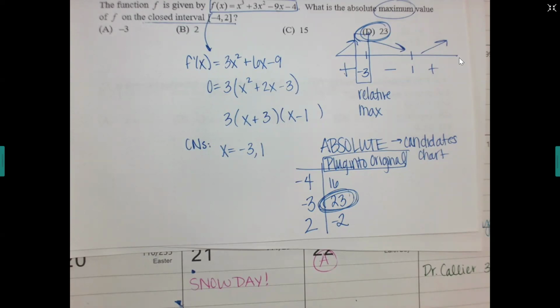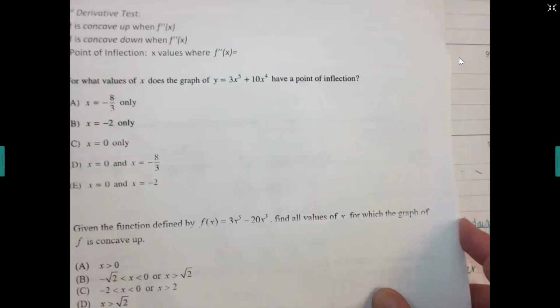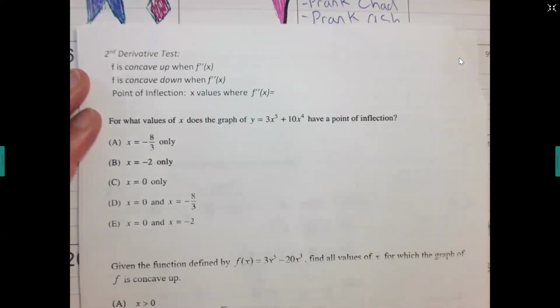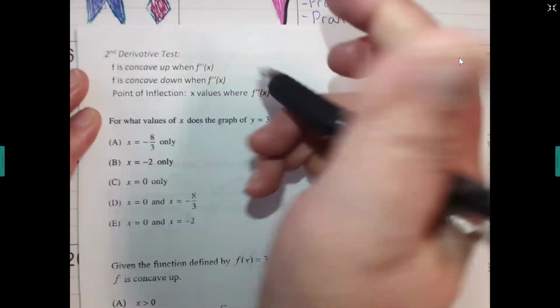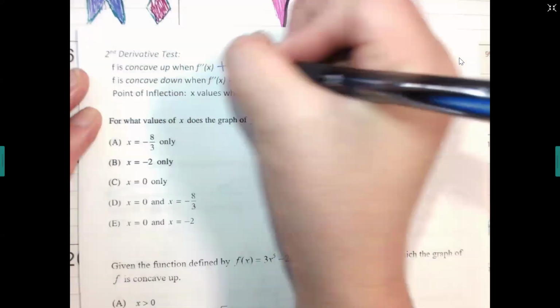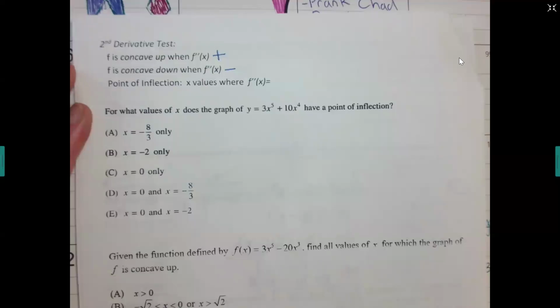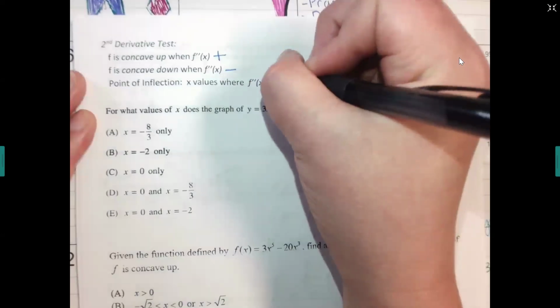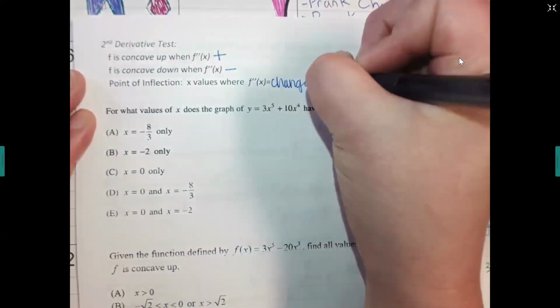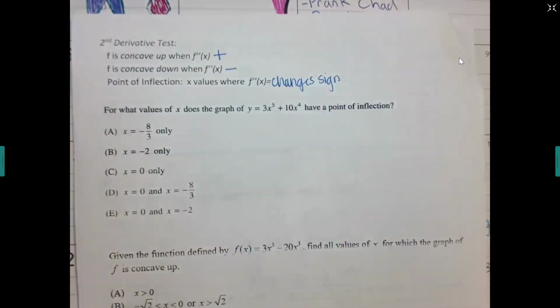So the first derivative test is mins and maxes, increasing, decreasing. Does anybody remember what the second derivative test does? The concavity or the curve, very good. So up here at the top, for the second derivative, f is concave up when f double prime is positive, and concave down when f double prime is negative. Remember, your points of inflection are where f double prime changes sign. For a point of inflection, it doesn't matter if it goes plus to minus or minus to plus, it counts either way.